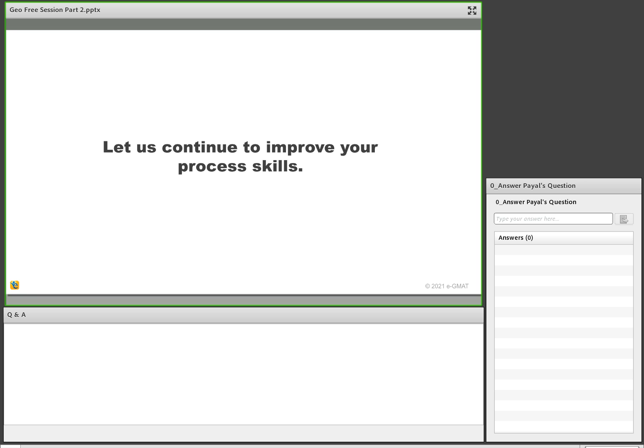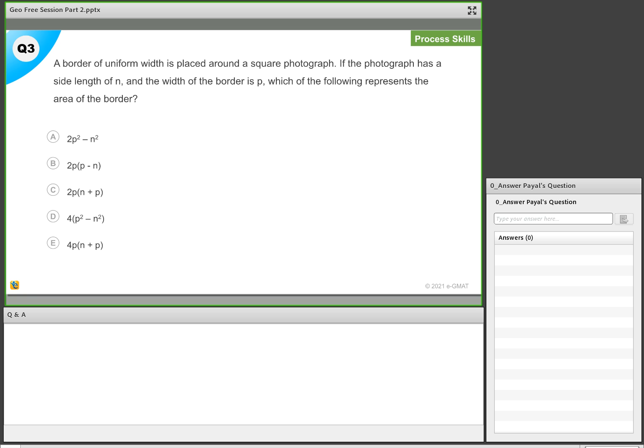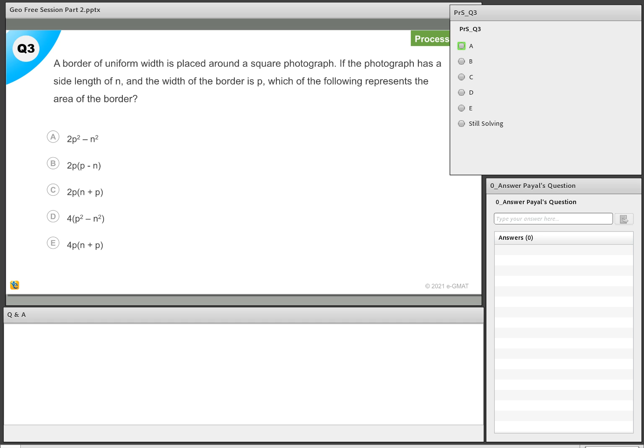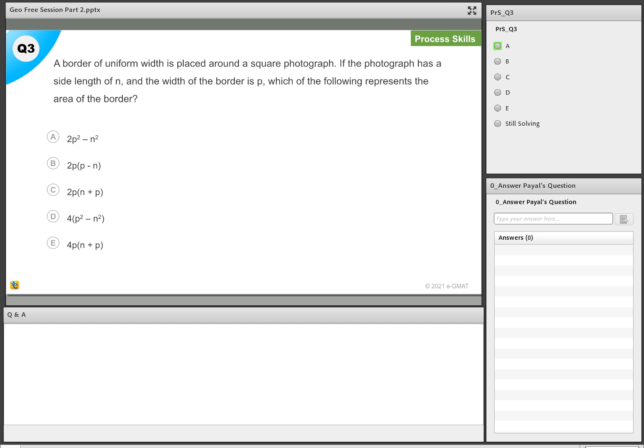Okay, so now let's continue with what we were doing. We'll continue improving your process skill by following the architecture that we use in Quant 2.0, that is build your conceptual understanding, then build on your concept process skills, and then expose you to more difficult questions. Okay, so now this is question number 3. So I'm going to give you the question here. So solve this question, and then we'll take another stab at the 700 level question again.